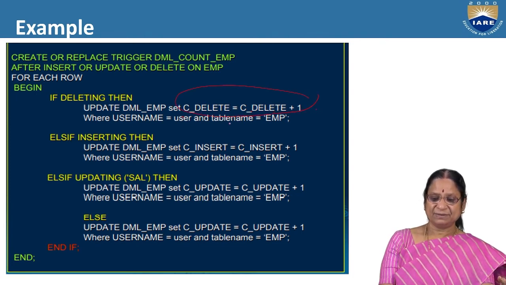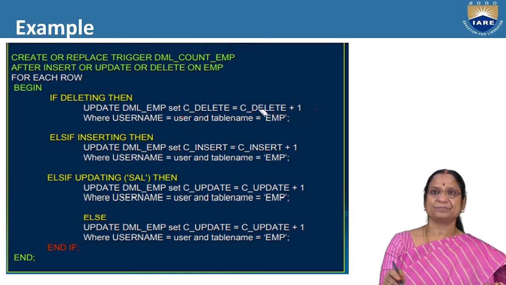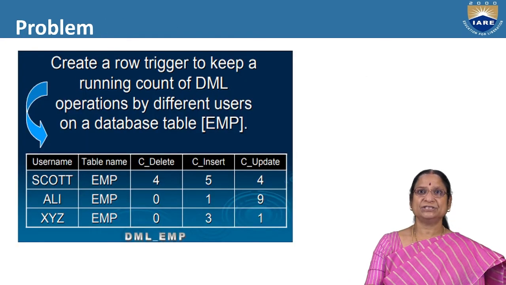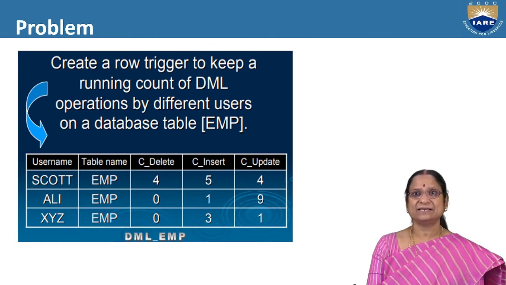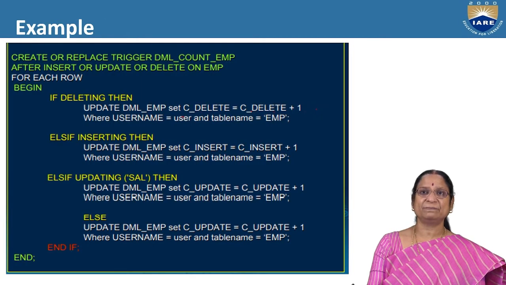Where username is our user and the table name is EMP. So first we will create a table, and all users are added. For all tables added, the respective operations are initialized to 0 initially. Whenever these operations are executed by respective users, the count is going to be incremented.